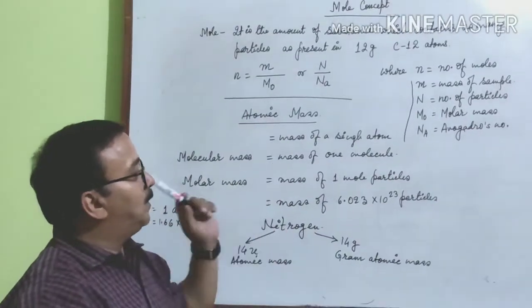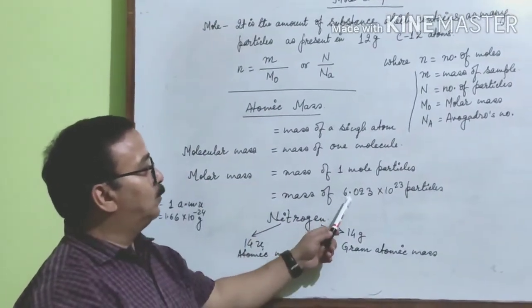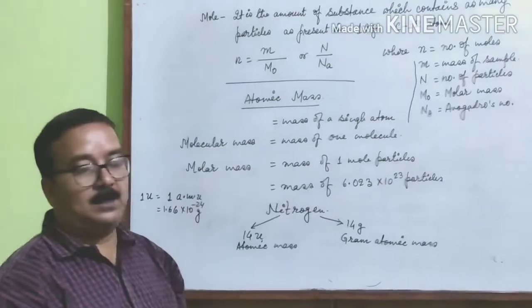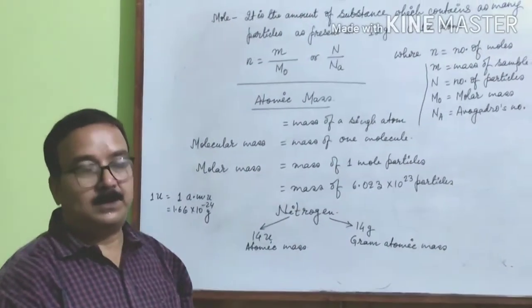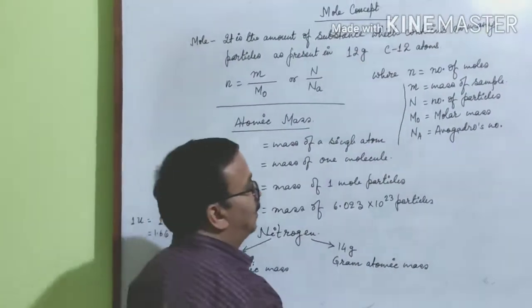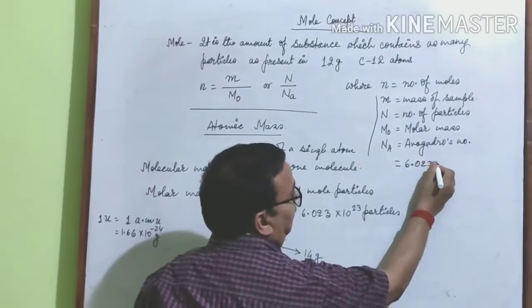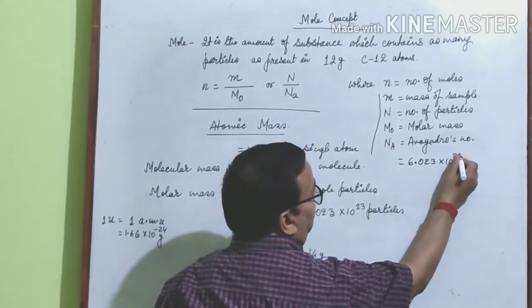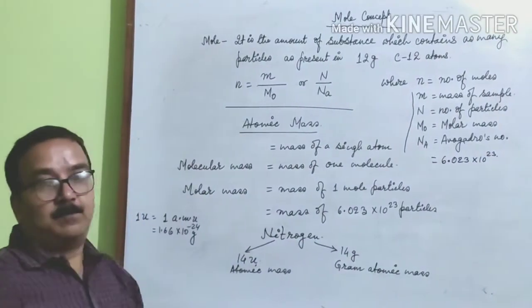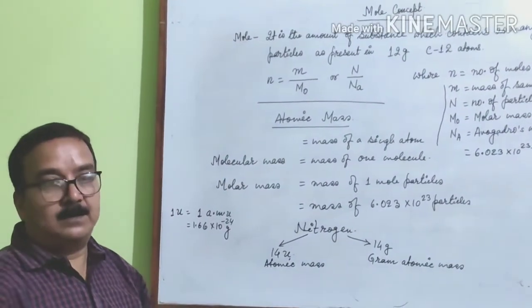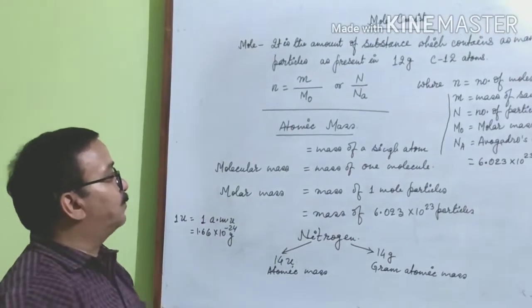What is the value of Avogadro number? It is equal to 6.023 into 10 to the power 23 particles. So Avogadro's number is equal to 6.023 into 10 to the power 23 atoms, particles, ions, molecules, etc.